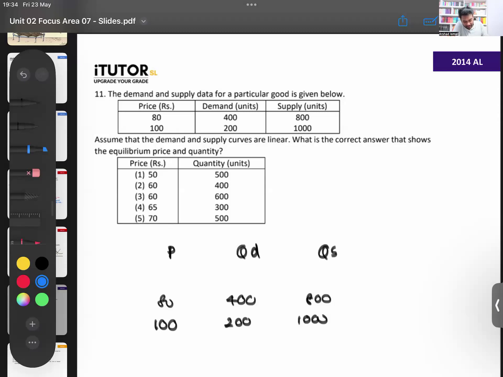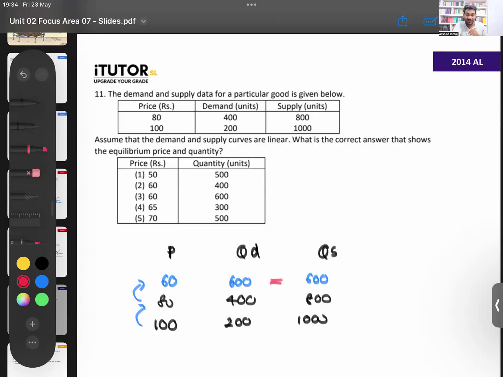If I reduce the price from 100 to 80, 80 to 60, what happens to the quantity demanded at this point? 200, 400, what's the number? If it's a linear demand curve, 200, 400 has to be 600. What about the supply line? 1000, 800, and then 600. So you fill that blank line. Now you can see demand and supply are equal.